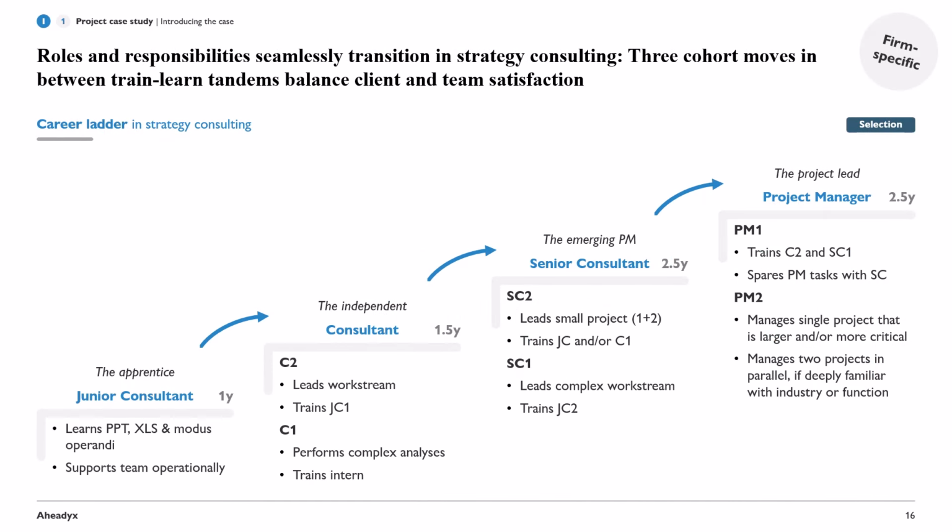So here we got a consulting career ladder. It starts with the junior consultant role that you usually take on when you finish your master's degree. Then we have the consultant role, the senior consultant role, and eventually the project lead role. So let's look into the roles and responsibilities for each of these grades.